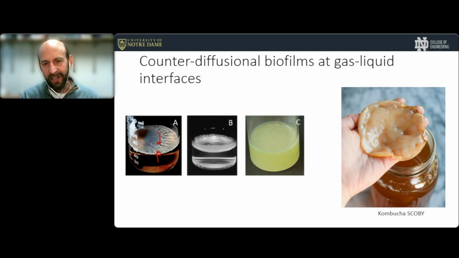And if you're a fan of kombucha, the fermented tea drink, you may know that it's made by fermenting tea with sugar using what they call a SCOBY, which is a syntrophic community of bacteria and yeast, and it grows as this very dense and very thick biofilm on the surface of this tea mixture. So again, this is an interesting case of a counter-diffusional biofilm.